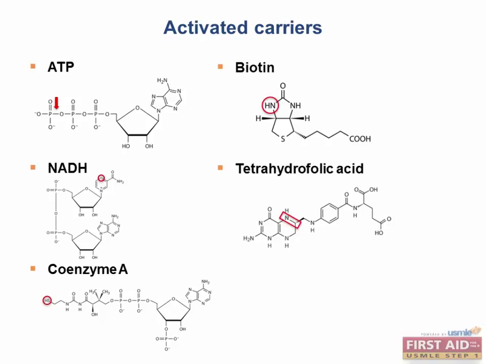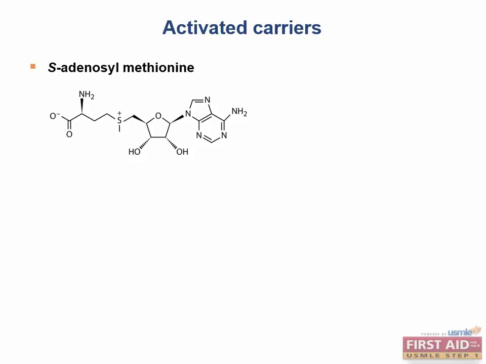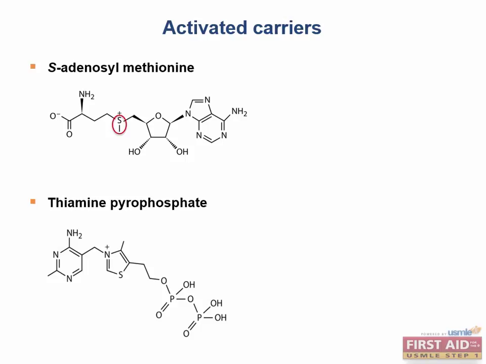Biotin carries carboxyl groups. Circled here is where the carboxyl group would bind, and tetrahydrofolic acid carries single carbon groups, here. S-adenosyl L-methionine, otherwise known as SAM, carries methyl groups, here. Lastly, thiamine pyrophosphate, which is the active form of vitamin B1, carries aldehyde groups.